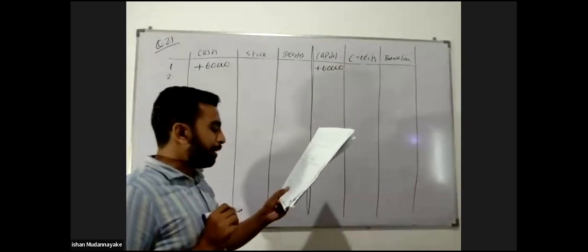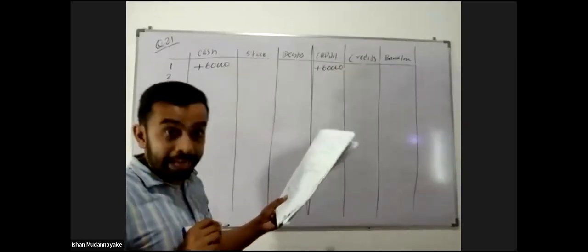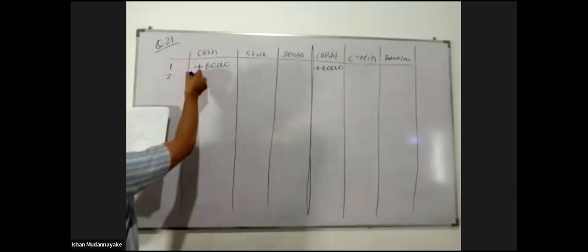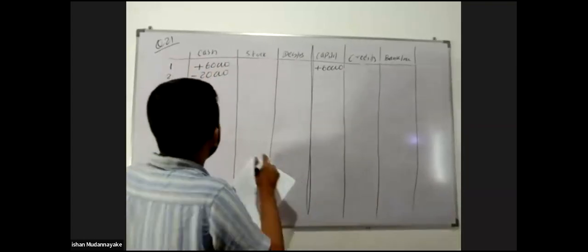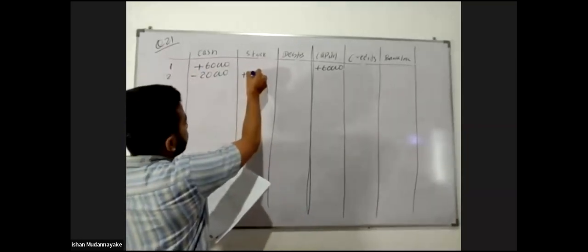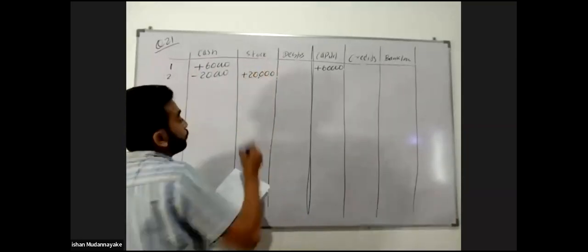Second one, purchase 20,000 stocks on cash basis. Cash of the business decreased by 20,000, and then stock increased by 20,000.